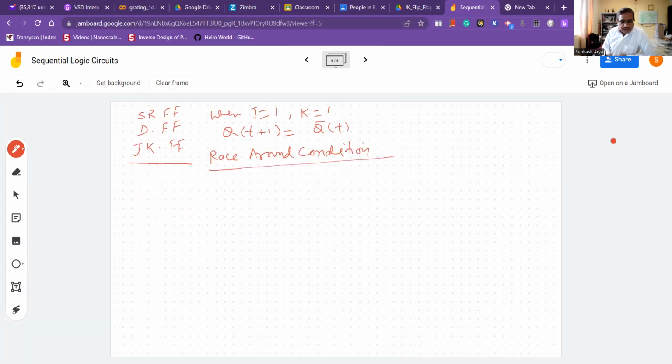Now let us draw the clock pulse, a train of clock pulses like this. It is symmetrical, suppose the duty cycle is 50%. The time from here to here is called the period, so this is the time period T of this clock pulse. This is logic 1 and this is logic 0. Assume the time here is the same.